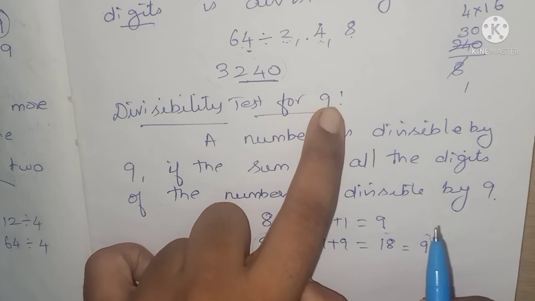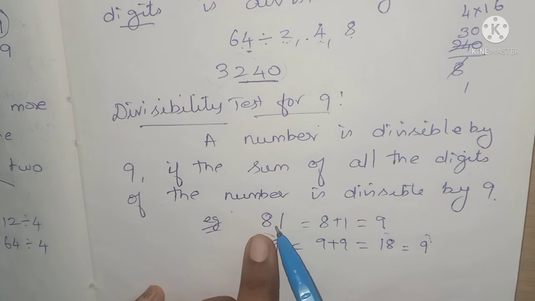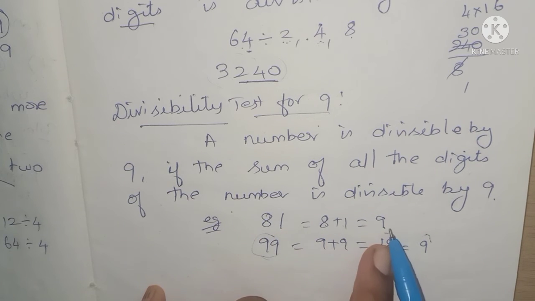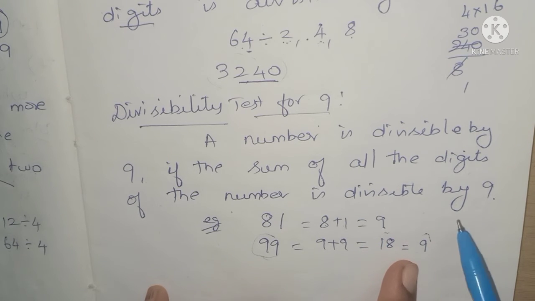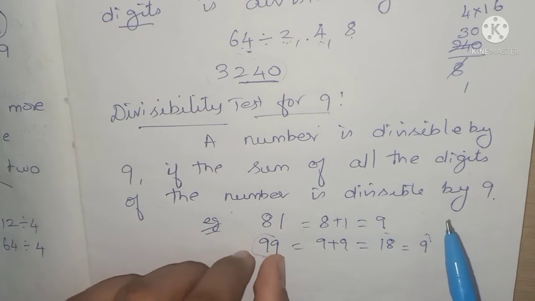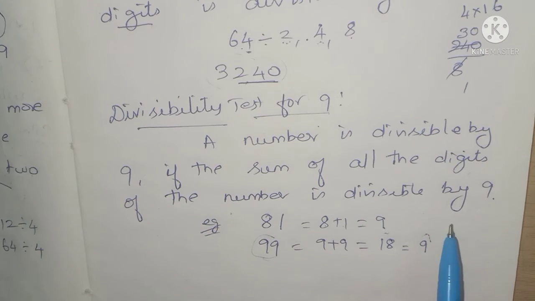So for the divisibility test for 9, what should we do? Whatever the number is, add its digits. 8 plus 1 is 9. So add the given number's digits. When we add, if we get a number that is divisible in the 9 table, we say that the entire number is divisible by 9.